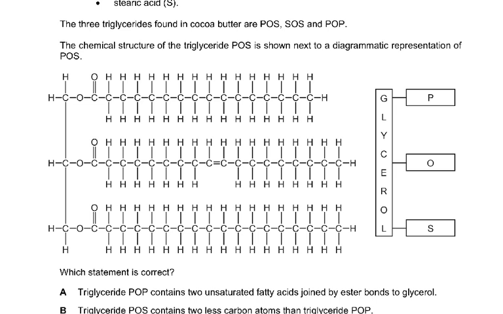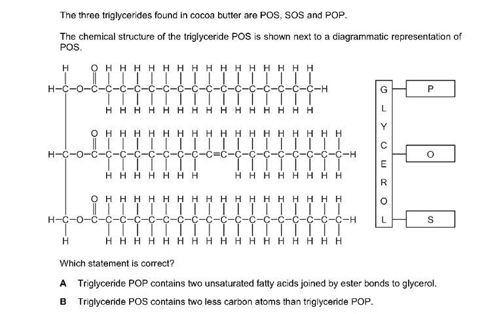So P has 2 carbon less than O and S, and there is a double bond in O. So that's an unsaturated fatty acid. P and S are saturated fatty acids. Now look at the question.